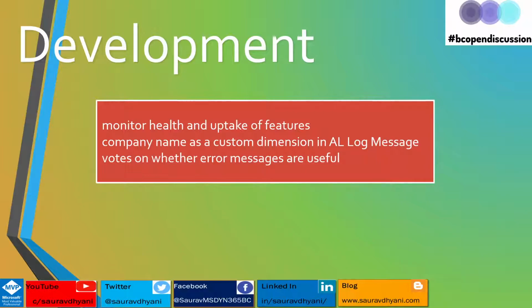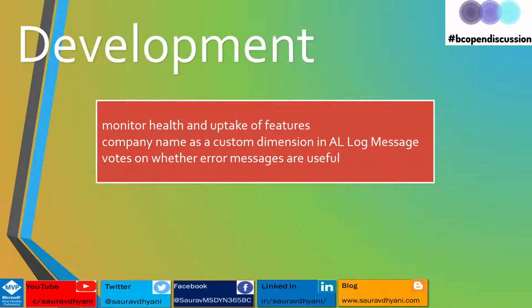The second one is around specifying the company name as a custom dimension in the log messages. This was a problem because if there's a customer who has, let's say, 20 companies, it was hard to identify which company had the problem when you see this telemetry data. So with Business Central, it will now send the company name as a custom dimension on those telemetry signals, which will make it easier to troubleshoot and analyze the data being fed into Application Insights.